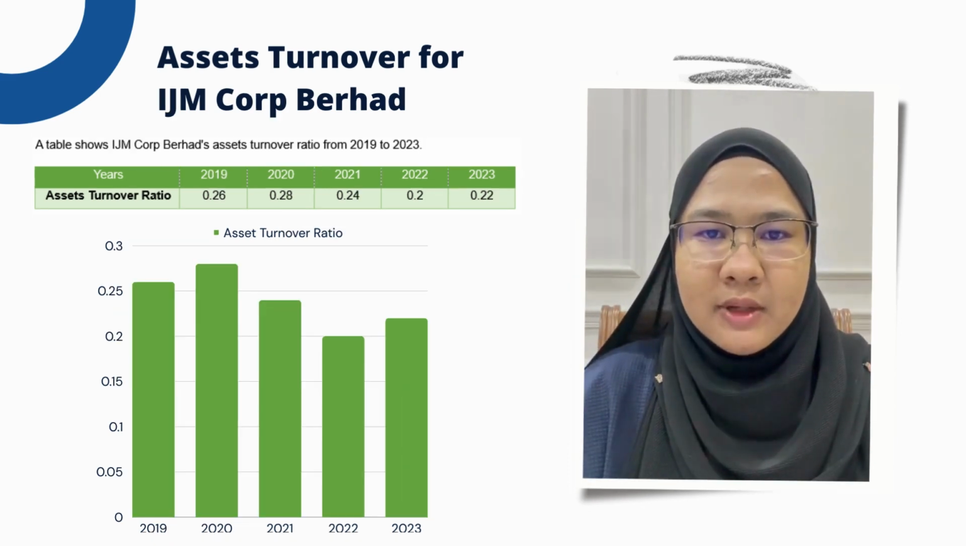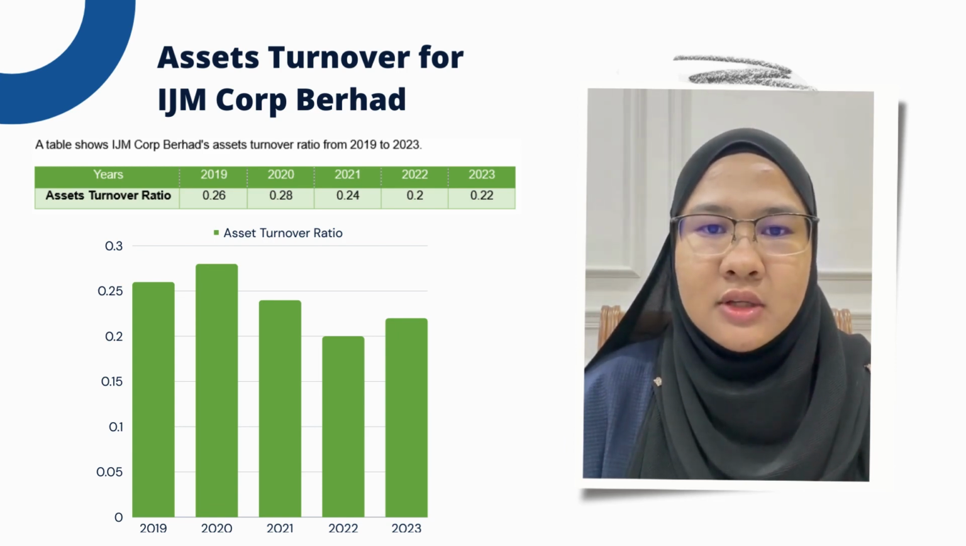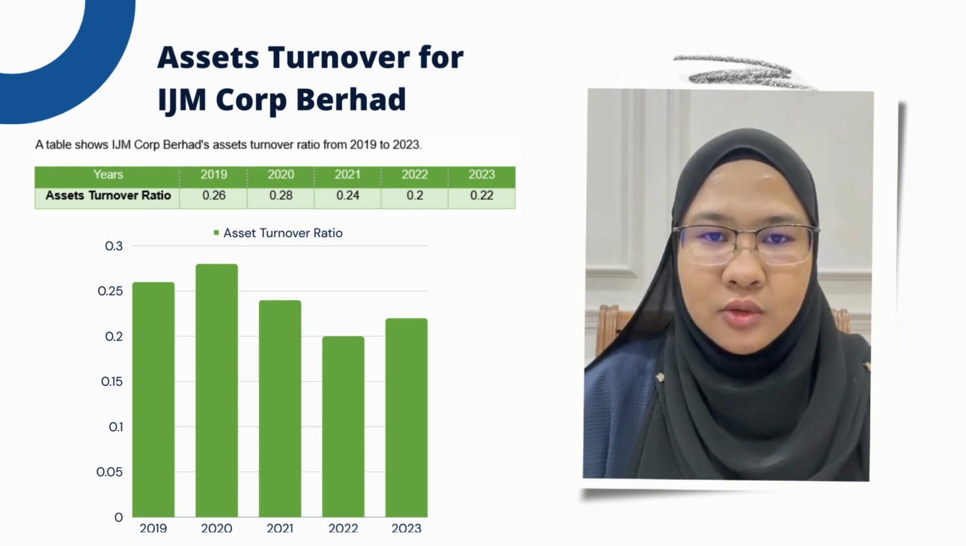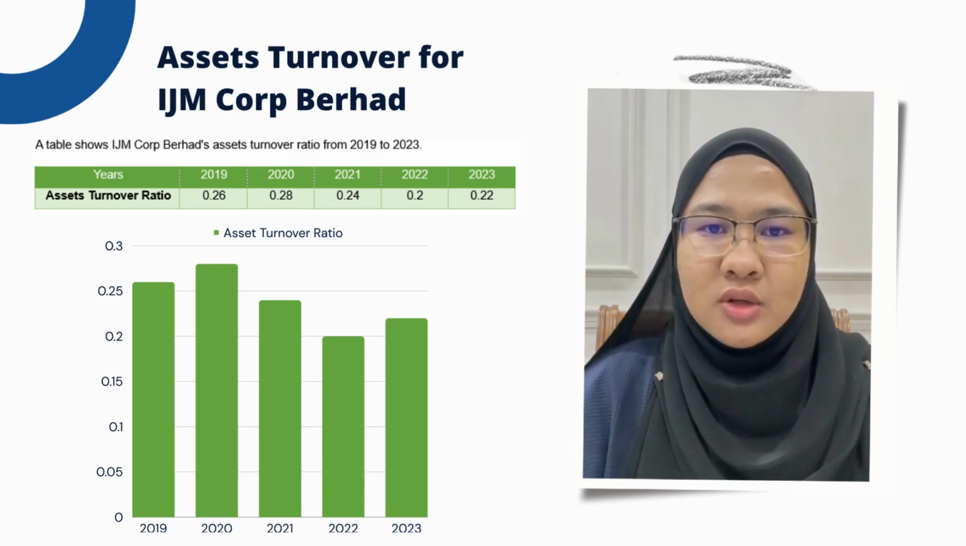Based on the data table and graph, IJM Corp Berhad showed fluctuation over the 5 years. From 2019 until 2020, the ratio was rising. However, there was a decline from 2021 to 2022. In 2023, there was an improvement. This showed IJM Corp Berhad struggled to efficiently utilize assets to generate revenue.